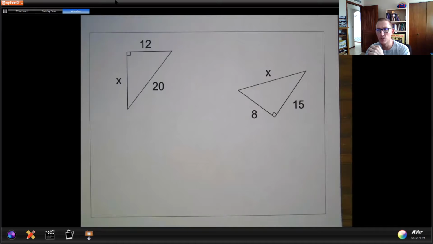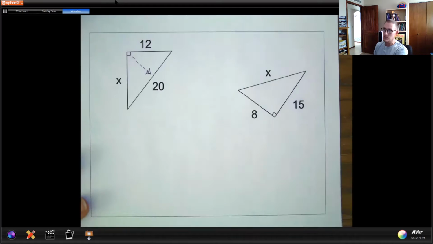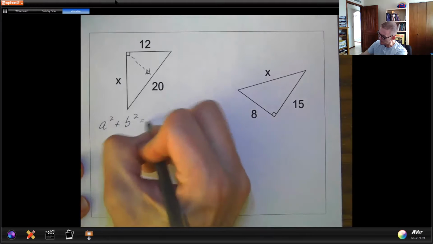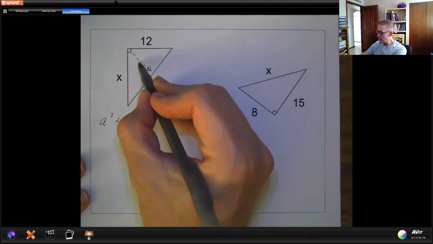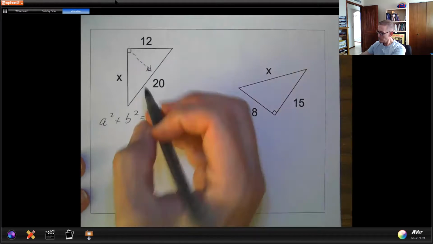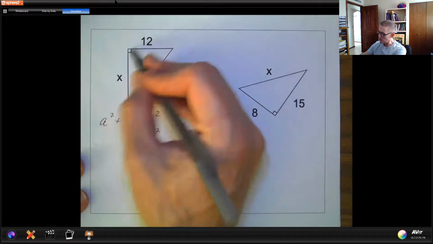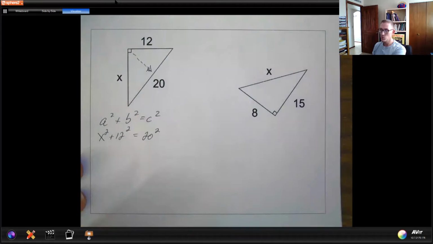All right, now that you've resumed, let's take a look to see if you got them right. I'm going to start off by drawing my arrow so I know where side C is, which means I'm given side C. The Pythagorean theorem is a squared plus b squared equals c squared. Side C is 20. So I have 20 squared. And then A and B are the legs that make the right angle. So I'm going to make that x squared plus 12 squared.